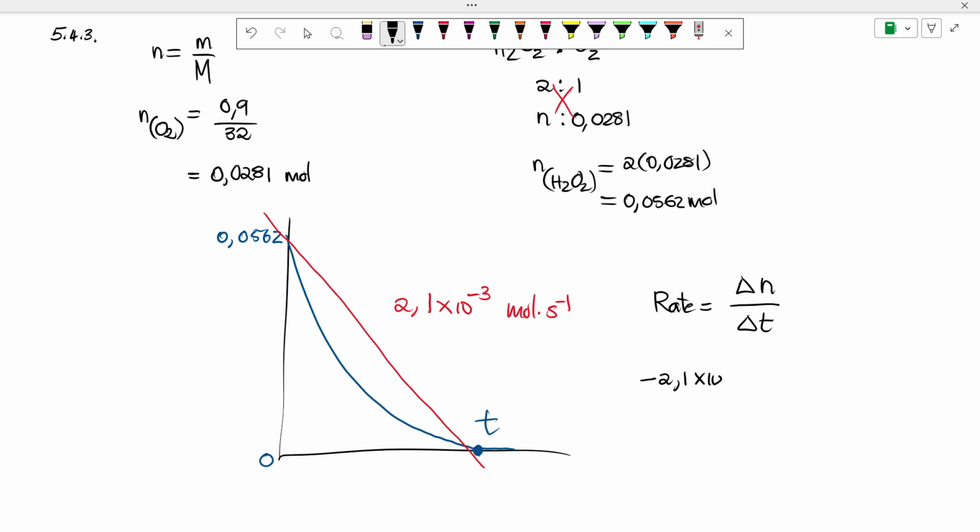2,1 times 10 to the power negative 3 is equal to change in number of moles. We go from 0,0562 minus 0 divided by time. The corresponding value for 0,0562 is 0 minus the other coordinate that matches the 0 for y, which is t. So that's your t. Then you are supposed to solve for that t.